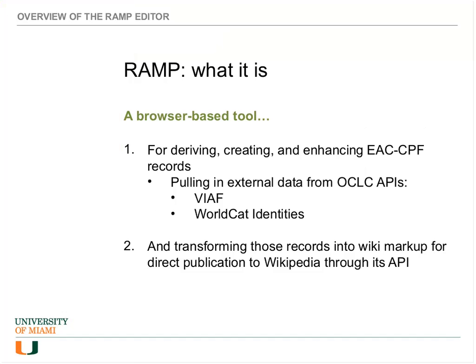Okay, what is RAMP? It's a browser-based tool that can be used to do two things. It can be used to derive, create, and enhance EAC-CPF records, and it can be used to transform those records into wiki markup for publication to Wikipedia through its API. One of the primary goals of this project is to help more librarians and archivists become active on Wikipedia by giving them a way to repurpose their existing metadata and descriptions.